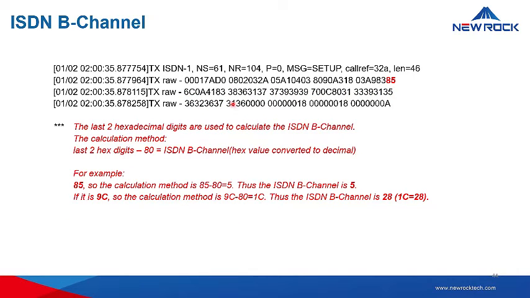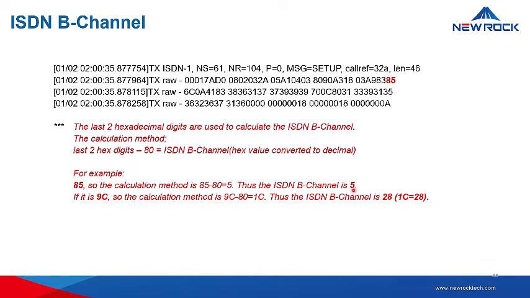Okay, so how to determine the ISDN B channel that is used? Generally, it is the last 2 hexadecimal digits. So here you can see it is 85. Convert this to decimal: 85 minus 80, this is the fixed number 80, to convert that to decimal. So 85 minus 80 equals 5.